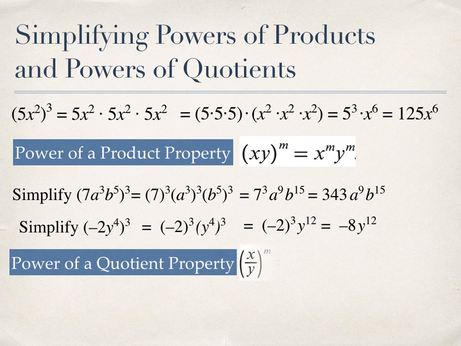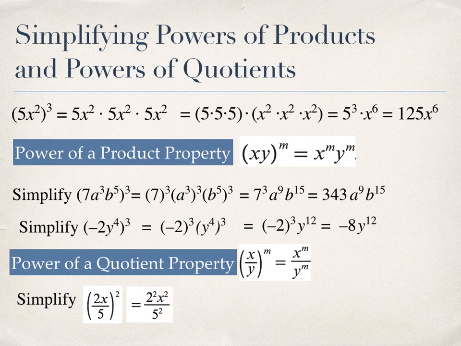Now finally we have the power of a quotient rule, which simply states if you are raising a fraction to a certain power, especially if that fraction is inside the parentheses, it indicates that you're going to raise both the numerator and denominator to that power. So we can apply this rule right here. This will be 2 squared x squared over 5 squared. So that's 4x squared over 25.